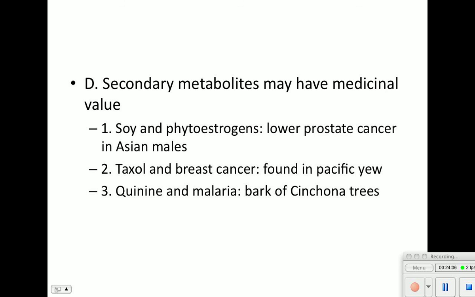But like I said, there are lots of secondary metabolites out there that have medicinal value. Soy and phytoestrogens lower the prostate... I spelled that right? Prostate? That just doesn't look right. Cancer in Asian males. That's in one study. Taxol in breast cancer. Taxol is a chemical that's used in a lot of cancer drugs. It's found in the plant Pacific yew. Quinine and malaria. So quinine's found in the bark of cinchona trees, and it helps combat malaria. A lot of times when the British were occupying India and Africa, they would take quinine with gin to combat malaria.